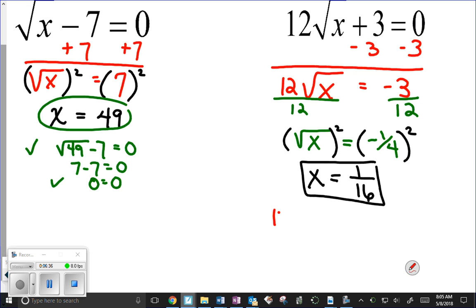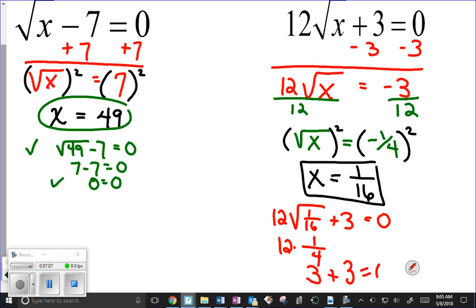So that would be 12 times the square root of 1/16 plus 3 equals 0. So let's get the square root of 1/16. That would be the square root of 1 over the square root of 16, right? The square root of 1 is 1, the square root of 16 is 4. And 12 times a fourth is 3. 3 plus 3 equals 0? That does not work. 6 does not equal 0.